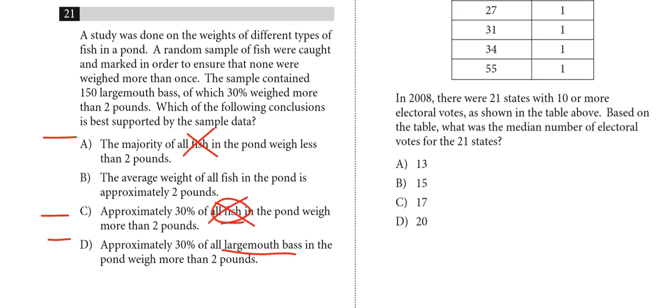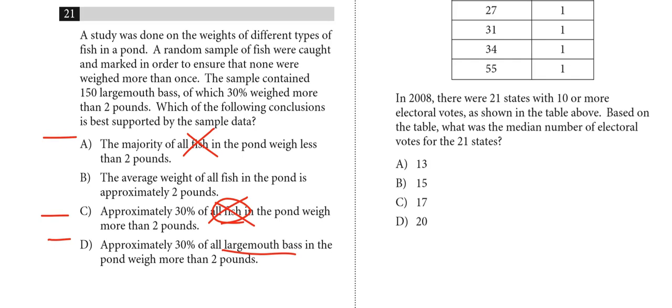Okay, so let me back up and look at this again. A random sample of fish were caught. Okay, so it could contain other things besides that would make sense. The sample contained 150 largemouth bass, of which 30% weighed more than 2 pounds. Which of the following conclusions is best supported by the sample data?